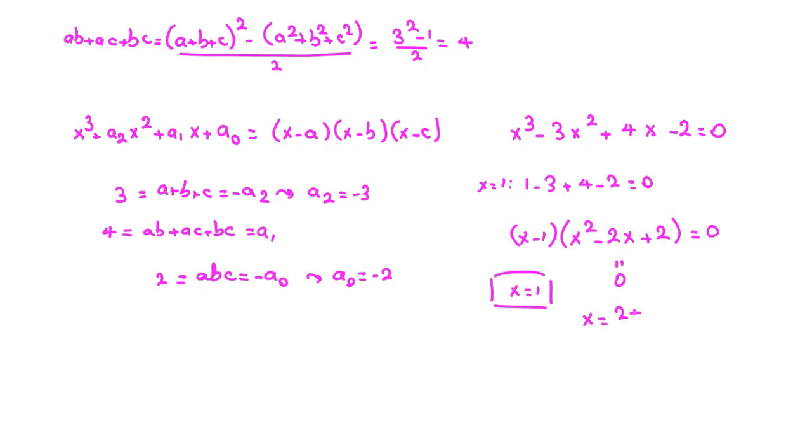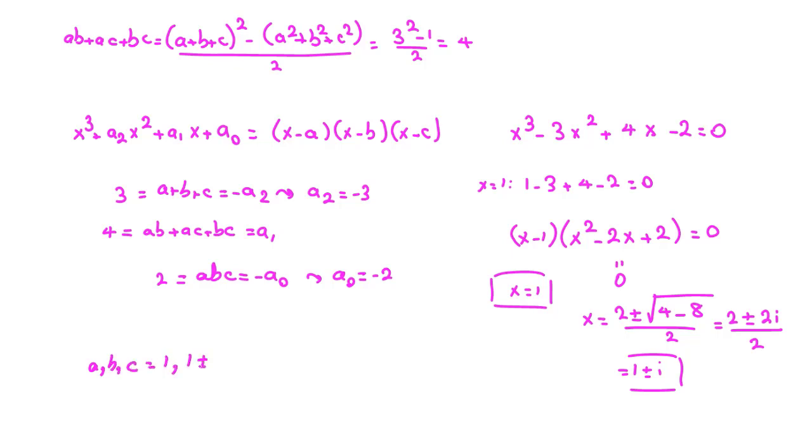If you use the quadratic formula, it will be (2 ± √(b² − 4·2·... )) over 2. So it will be 2 plus or minus negative 4, which is 2i, over 2. So it will be 1 plus or minus i. So another 2 roots here. So we have 3 roots for this problem. We found a, b, c. Okay, so a, b, c are 1 and 1 plus or minus i.